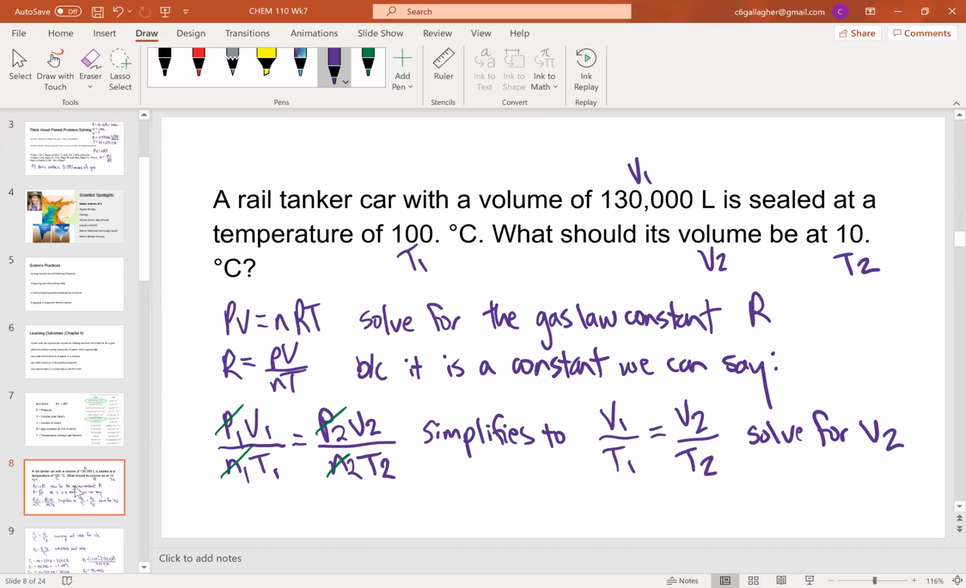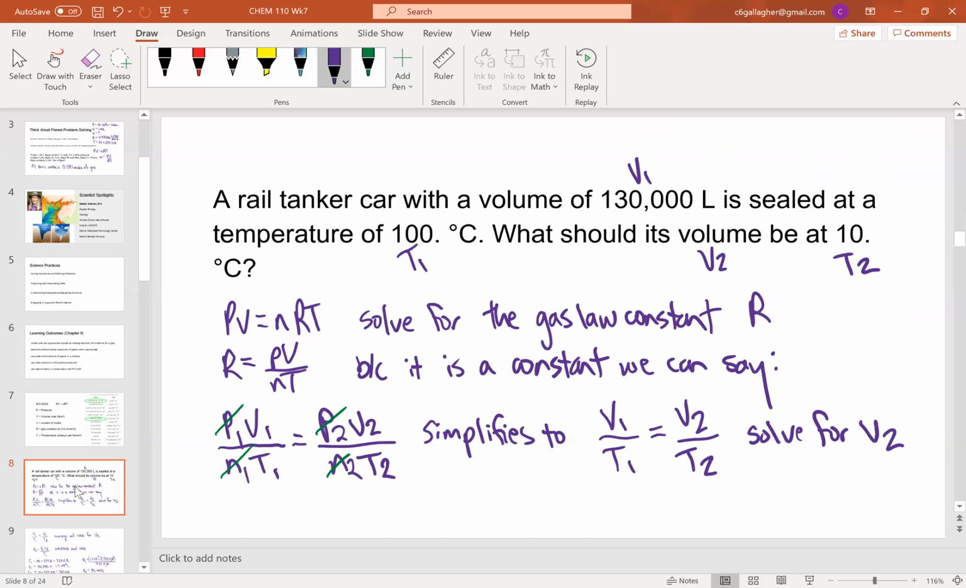So PV equals nRT, we're going to solve for the gas constant R. We solve for R because it's a constant. And so if it's a constant, that means it's not going to change. R is always going to be the same. So that means that we can say one set of conditions, P1, V1, N1, T1, has to be equal to the gas law constant. So we can also say that the gas law constant is equal to a different set of conditions, P2, V2 over N2, T2.